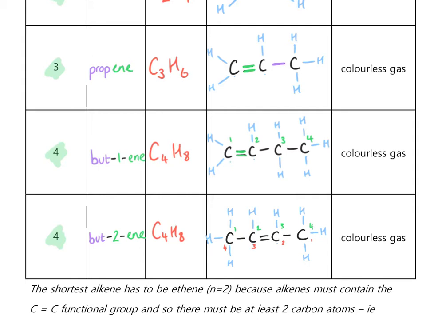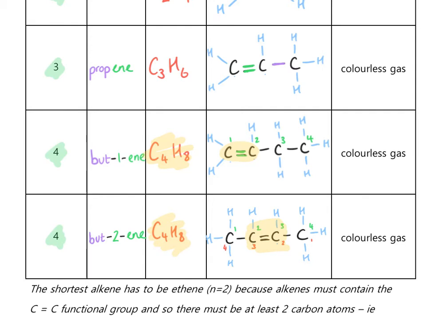So you can see here we've got 2 molecules that have the same molecular formula. But-1-ene has a molecular formula of C4H8 and but-2-ene has a molecular formula of C4H8, but their structural formula is different: in but-1-ene the double bond is between carbon 1 and carbon 2, and so we call it but-1-ene, and in but-2-ene the double bond is between carbon 2 and carbon 3, and so we call it but-2-ene.